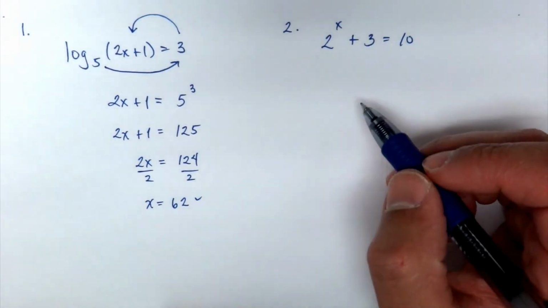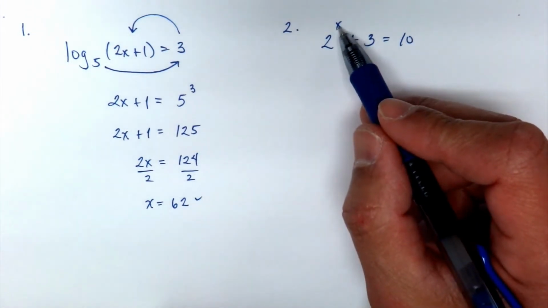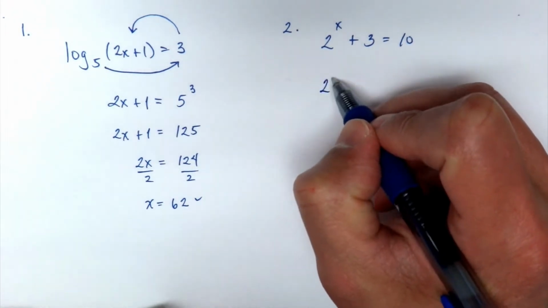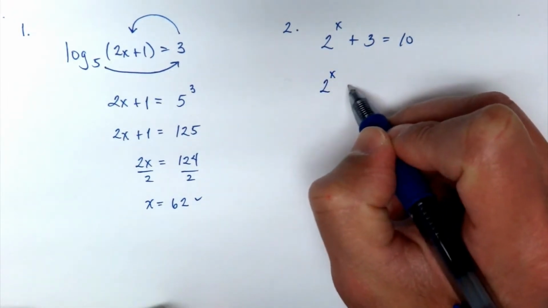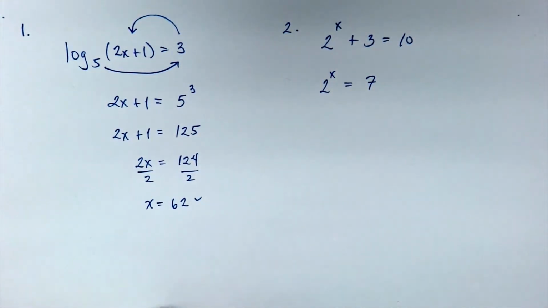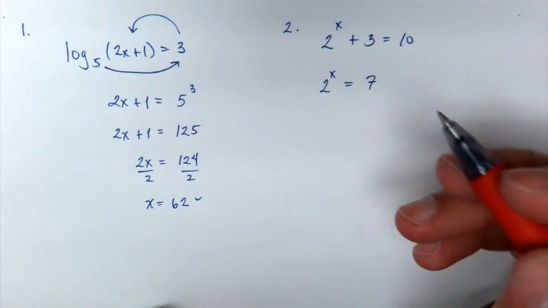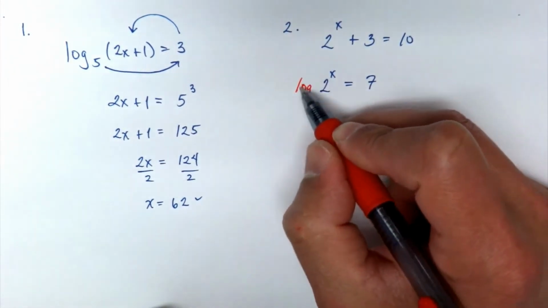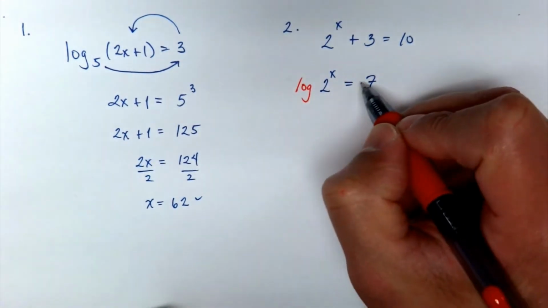I want to go ahead and do one more. If you notice, this time the x is an exponent here. So we're going to go ahead and start doing it just like we do algebraically. Subtract 3 on both sides, and we're going to get 7. Now, in order for us to get this x, we got to get this x down. There's a property that we can use, where we attach a log to it, multiply by the log.